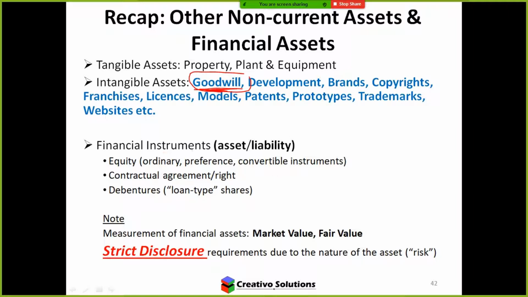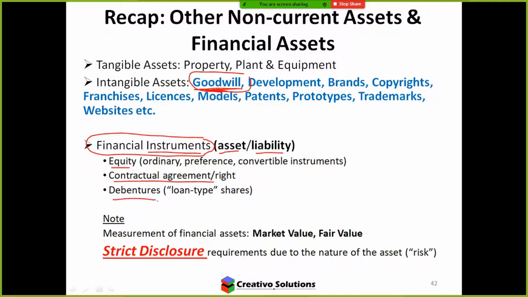Right, so financial instruments. They can be an asset or they can be a liability. Why? It's because the value can change and you can also have different types of instruments. So with equity, you've got ordinary shares, preference shares, convertible. For contractual agreements, those are contracts. So for example, you have the right to do something, or you have the right to receive something.